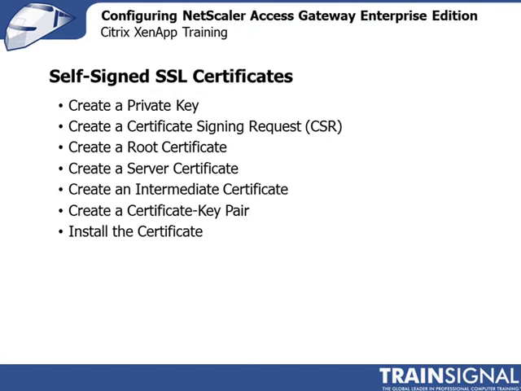So the steps to do that is we're going to first create a private key. Then we're going to create a certificate signing request, CSR. We're going to create a root certificate. We're going to create a server certificate, intermediate certificate. Then we're going to create 3 key pairs for the above. And then we're going to install the certificate on the Access Gateway, enable some of the SSL functionality on it as well.